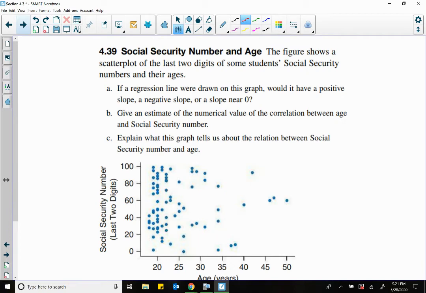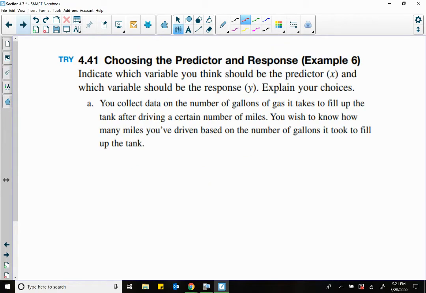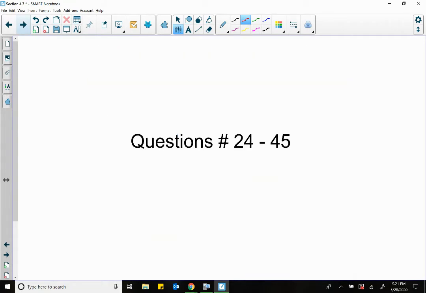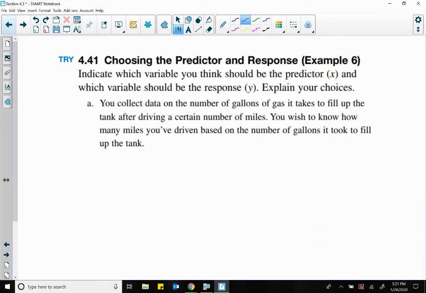All right. I think this might be the last question. Let me double check. Nope. How many more questions we got? Looks like 3 more. Yeah. Okay.